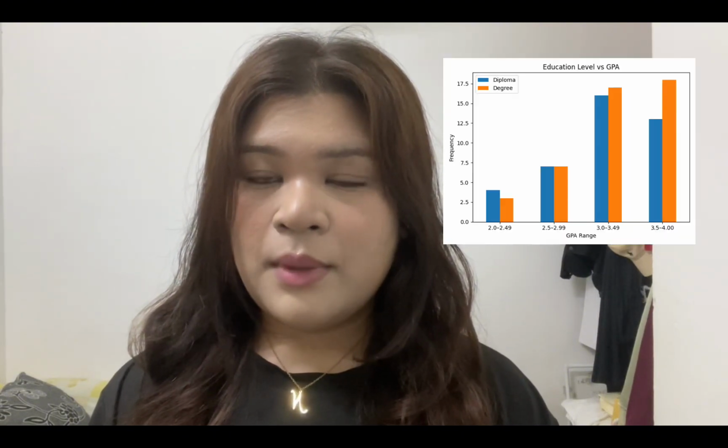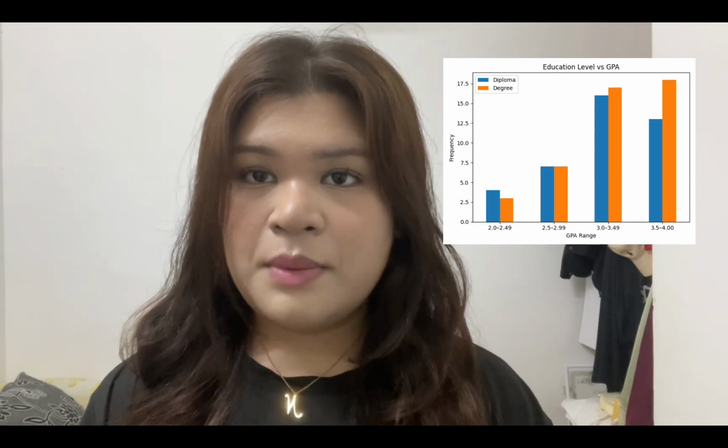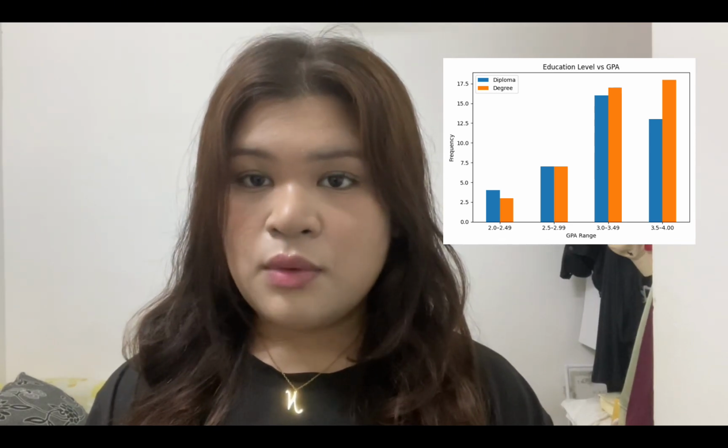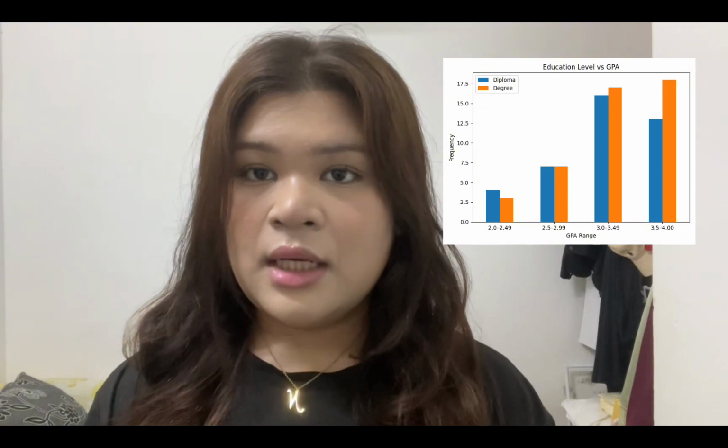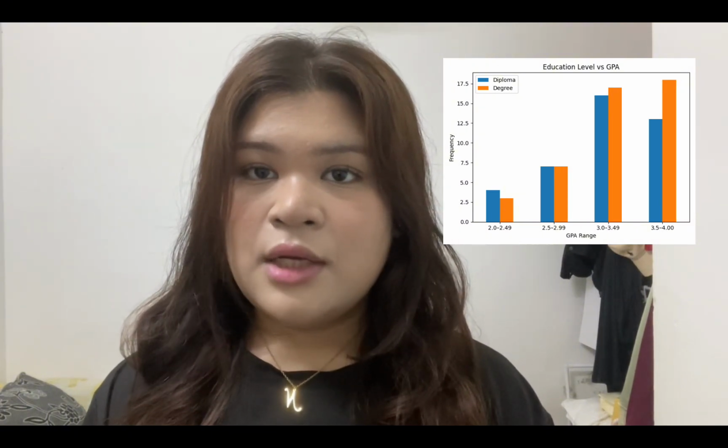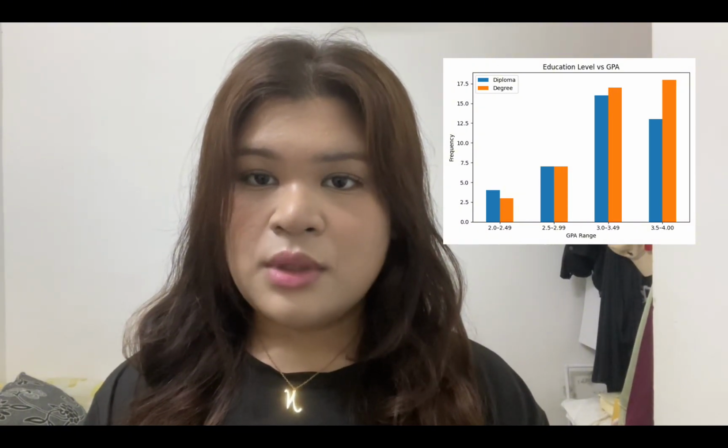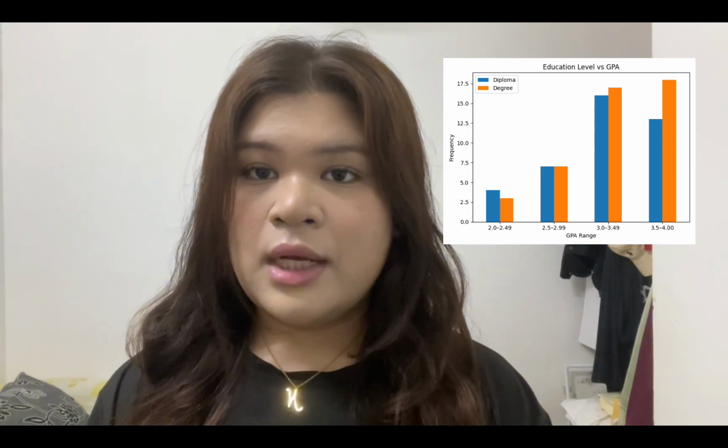Today I will present my part of the assignment, which is the analysis of education levels versus GPA and number of subjects taken versus GPA. First, I will explain the relationship between education level and GPA. Based on the table and graph, most students from both diploma and degree fall within the GPA range of 3.0 to 3.49 pointer. This shows that the majority of the students have an average to good academic performance.